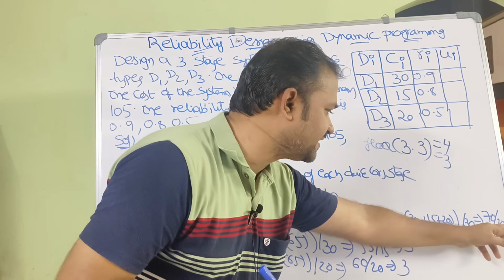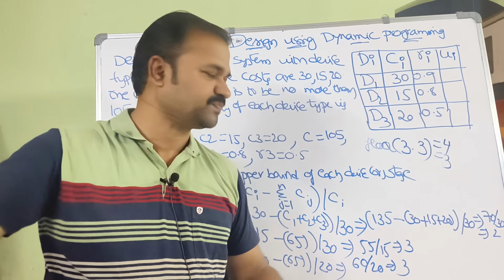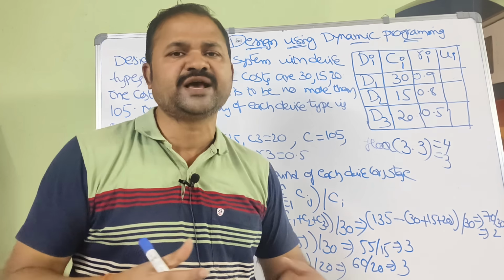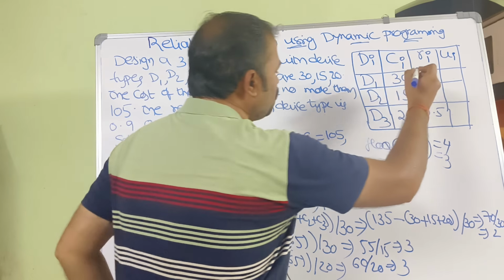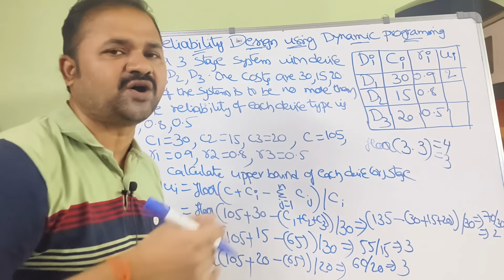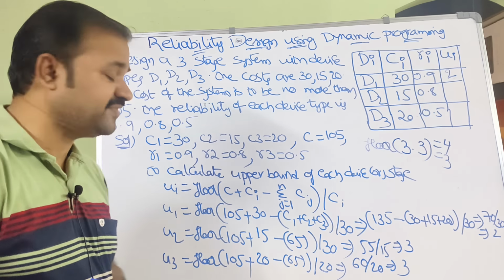So 70 by 30 gives 2 point something. Floor of 2 point something gives 2 as the result. So the U1 value is 2. Maximum we can maintain 2 copies of device 1.